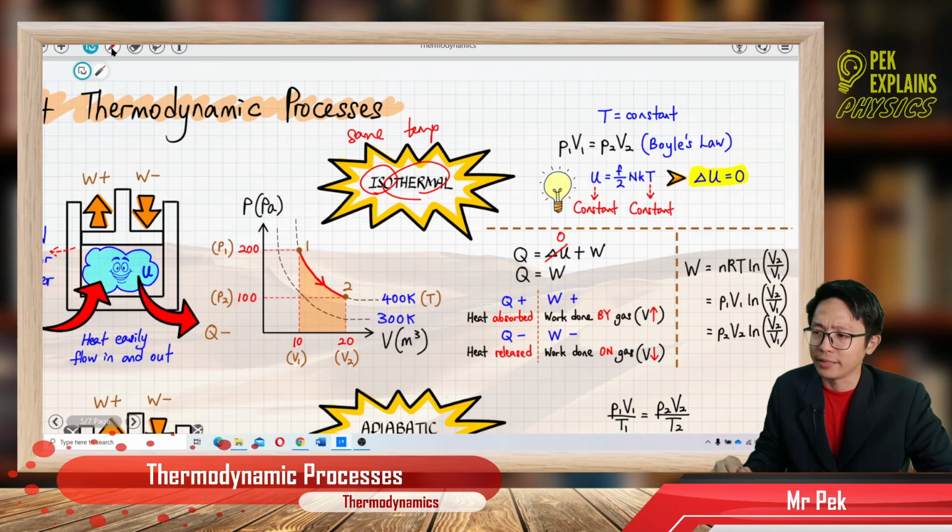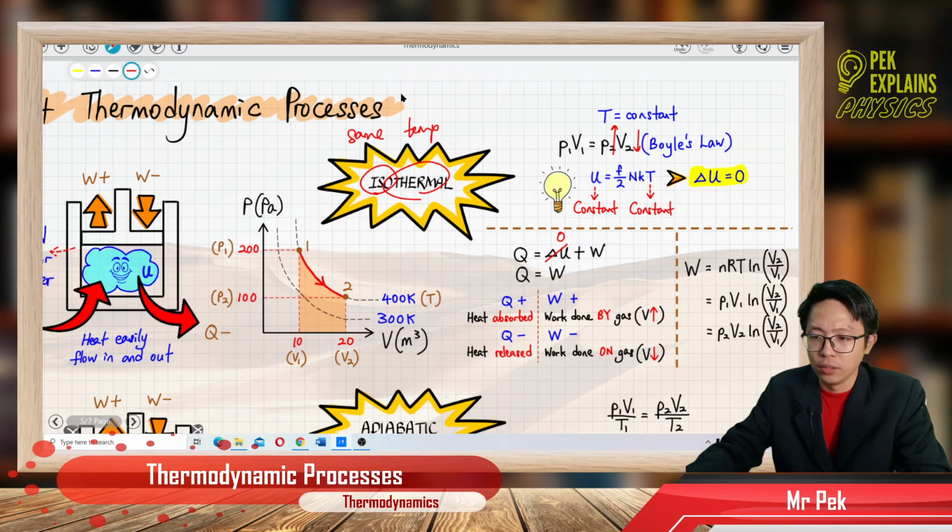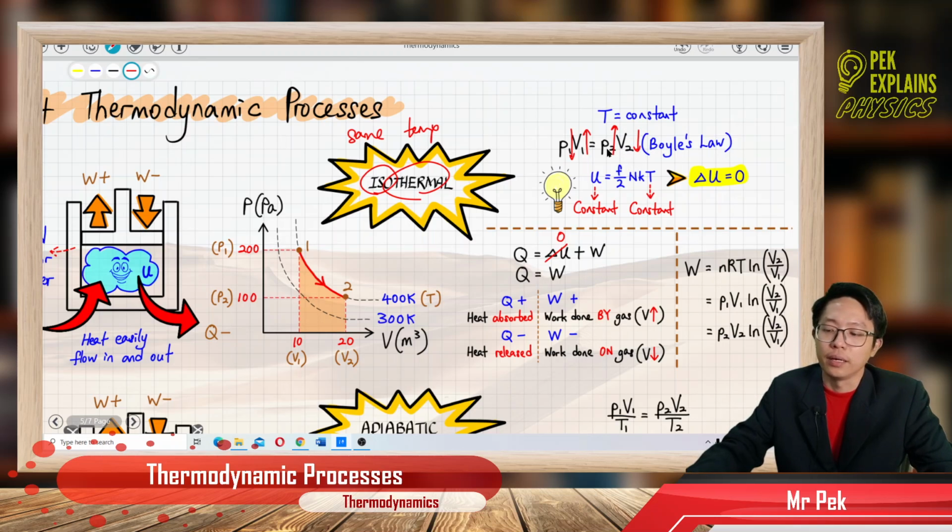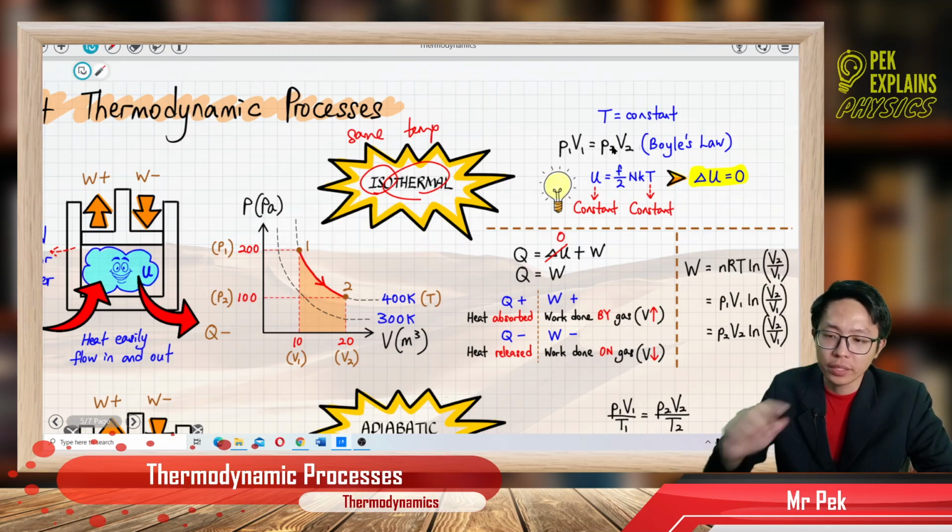So I can say, for example, if the pressure increases, the volume will decrease, isn't it? If pressure 1 has a lower pressure, it will have a bigger volume. If pressure 2 has a higher pressure, it will have a lower volume. That's pressure and volume being inversely proportional. P1 V1 equal to P2 V2, that's Boyle's law. So isothermal process is Boyle's law.